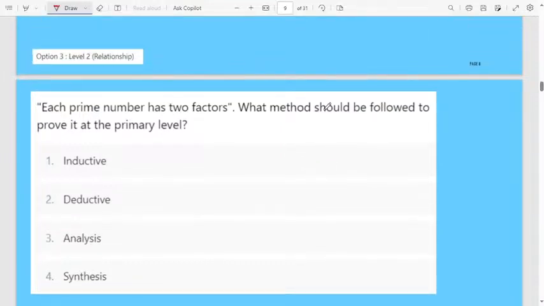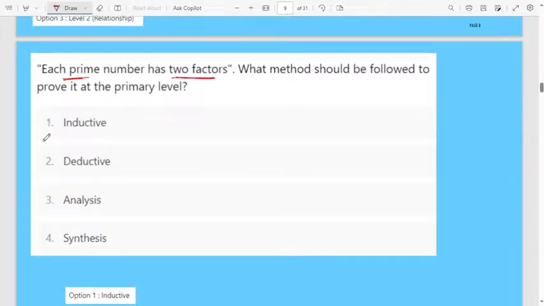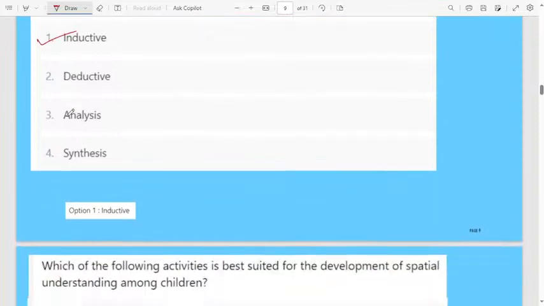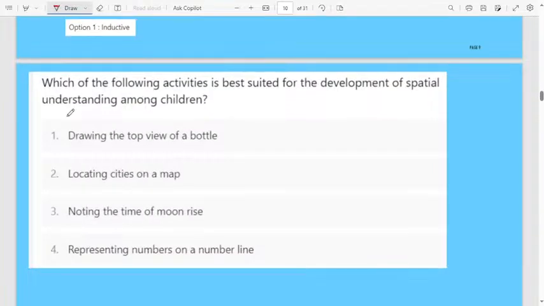Next, each prime number has 2 factors. Yes, each prime number has 2 factors: one is the common factor, and the other is the number itself. What method should be followed to prove it at the primary level? First option inductive, second deductive, third analysis, fourth synthesis. The correct answer for this question is inductive. In the inductive method you can do it.